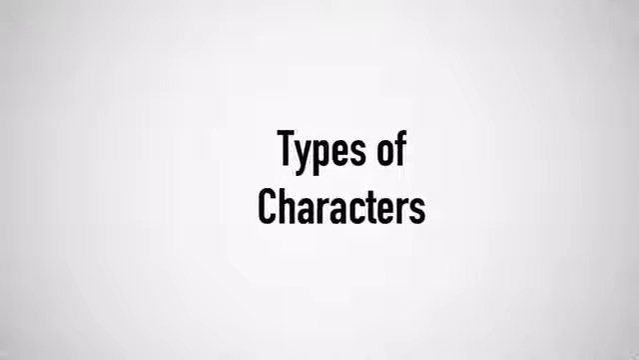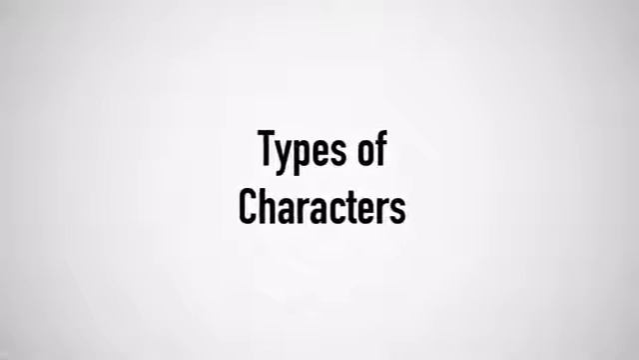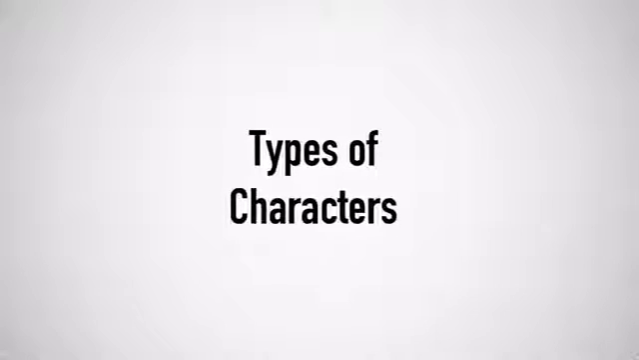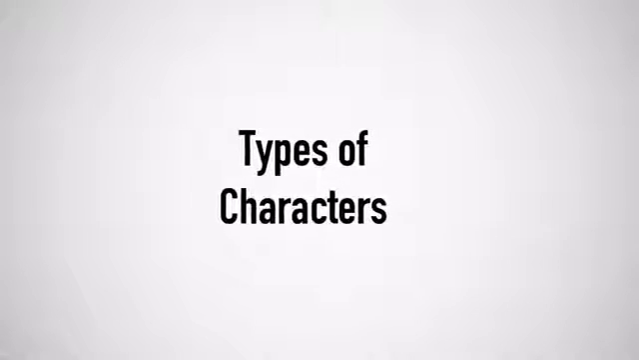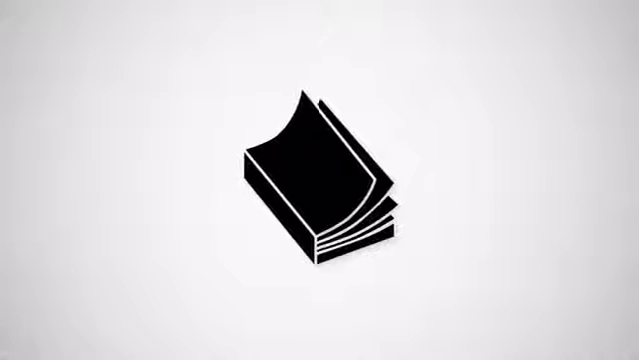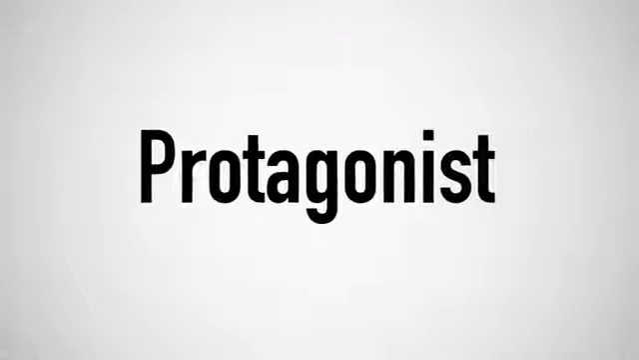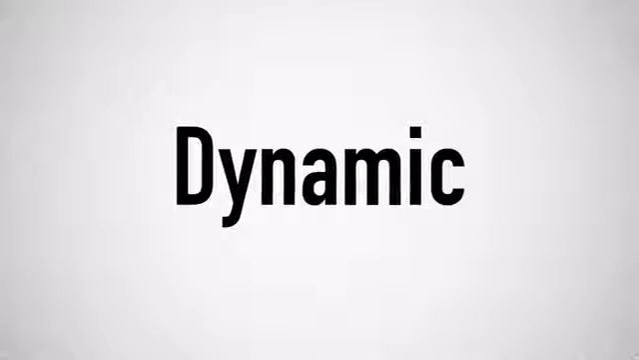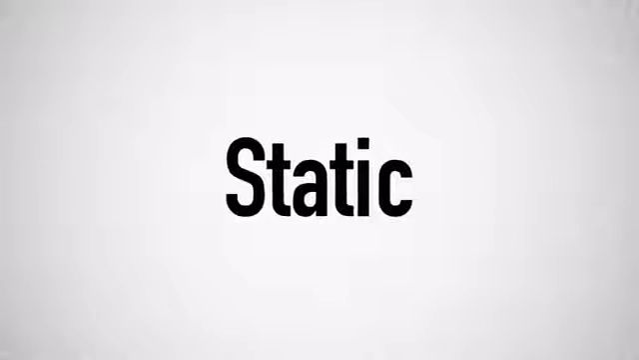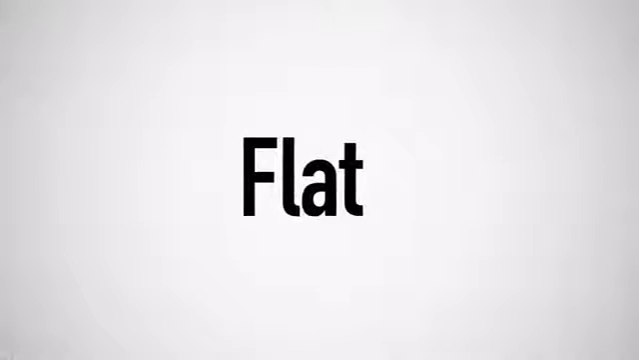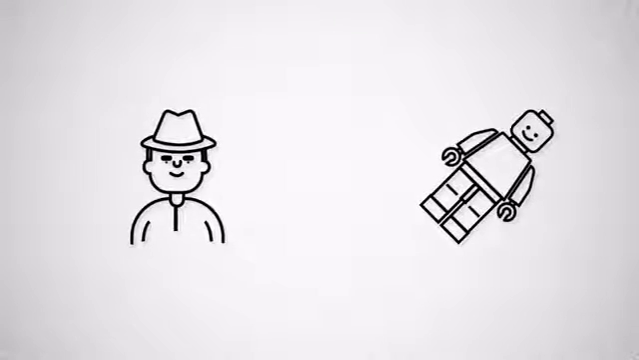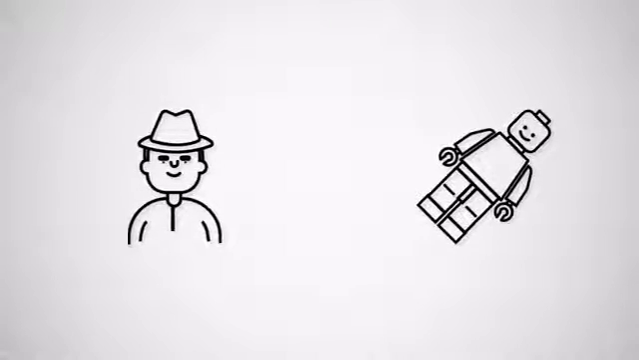As we read, we come across many different kinds of characters. Today we're going to be learning to recognize the different types of characters in fiction. A character can be either a protagonist or an antagonist. They can be either dynamic or static. They can be either round or flat. So let's learn how to differentiate all these different types of characters.